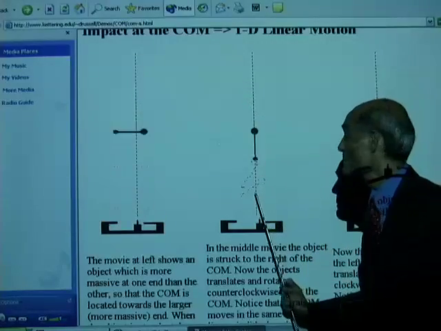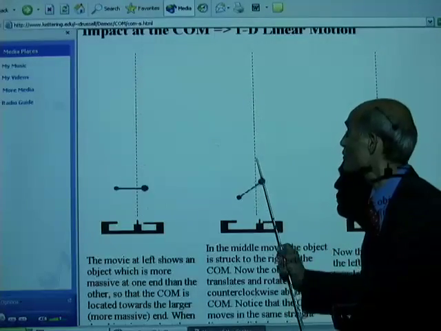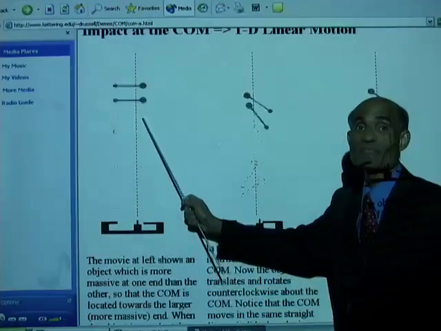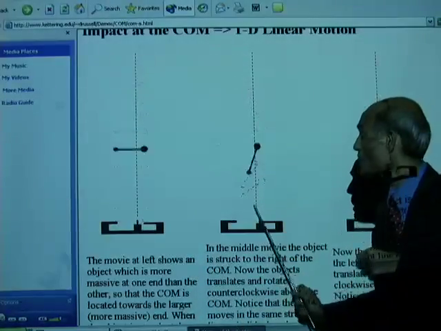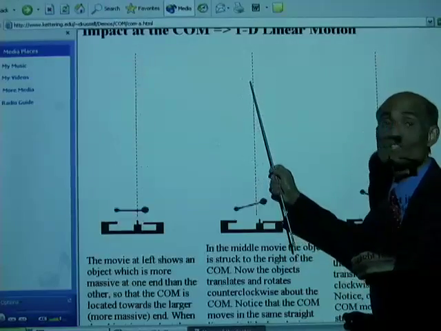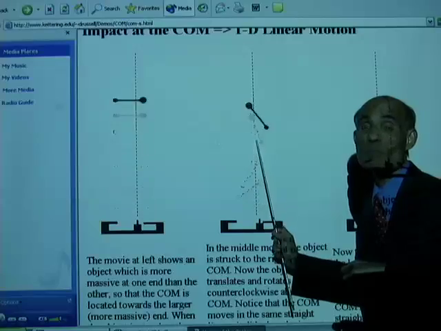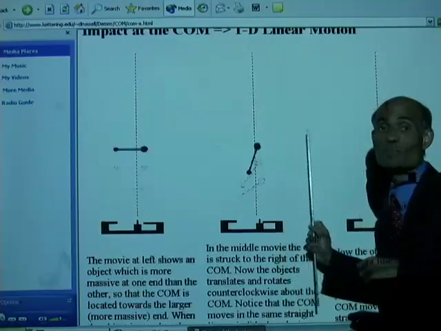But the motion of the center of mass has not changed. The motion of the center of mass on the left diagram and the motion of the center of mass in the second diagram are exactly the same, although the motion looks complicated in the second case.